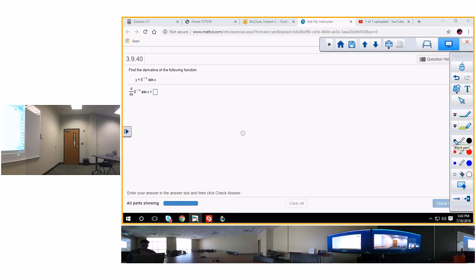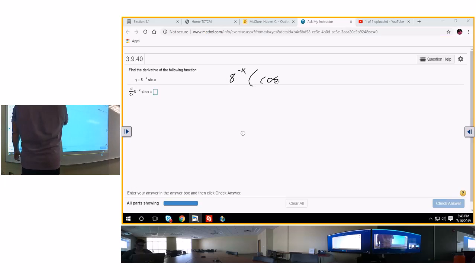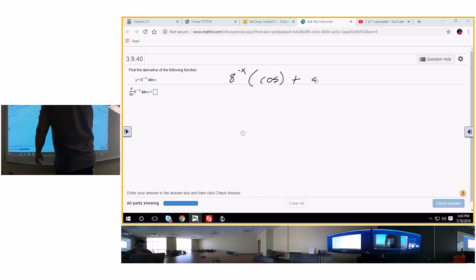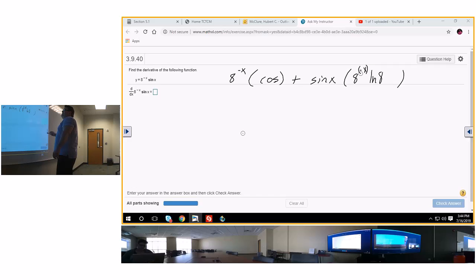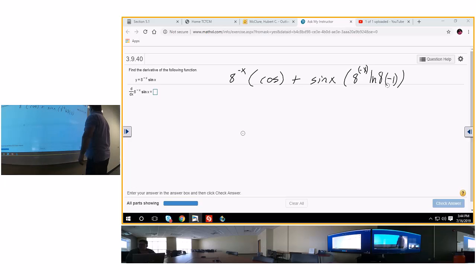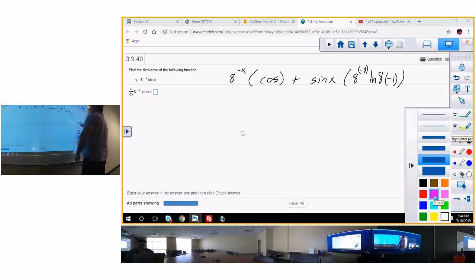So first, times the derivative of the second. The derivative of sine is what? It's cosine, plus the second, which is sine, times the derivative of the first. Oh gosh, we might as well quit. Well, 8 to the negative x times the natural log of 8, then the derivative of what's inside. What's the derivative? Negative 1. And that negative 1 right there, let's go ahead and paint that.